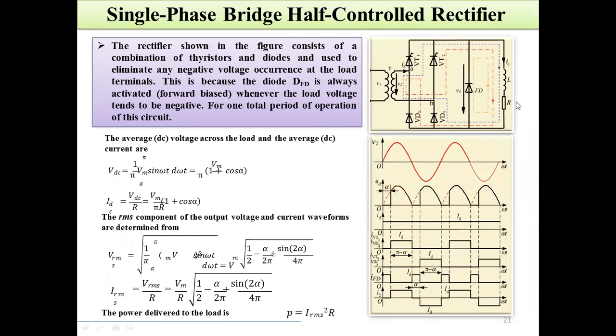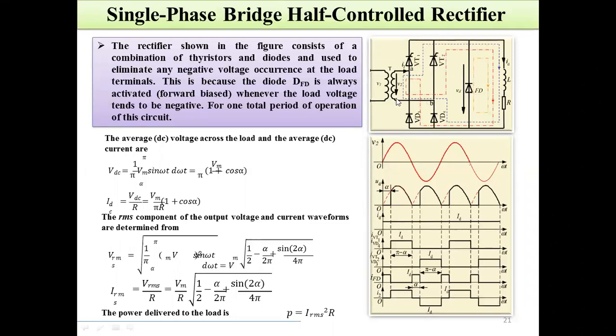By using the RL load, what should happen? Whenever thyristors T1, T2 and diodes D1, D2 are turned on, if you consider T1, this diode will conduct for the positive half cycle. T1 and D4, VD4 as shown here. Therefore, this is the circuit forming.